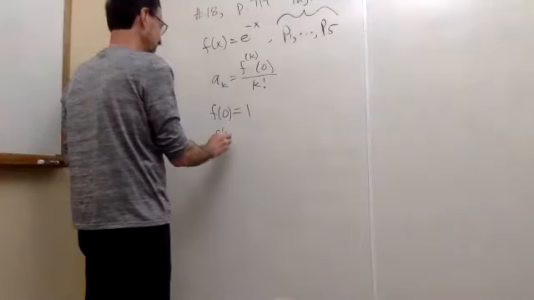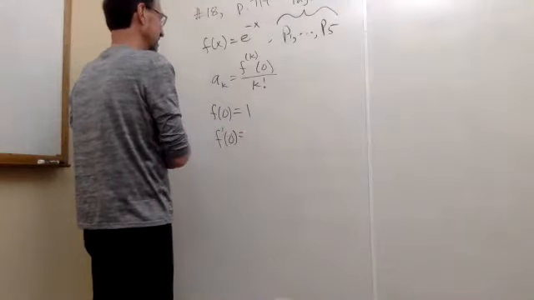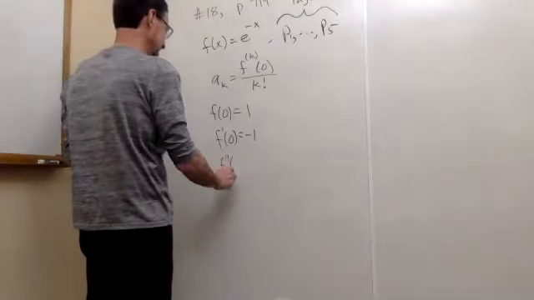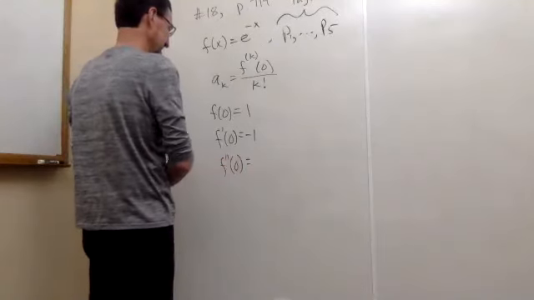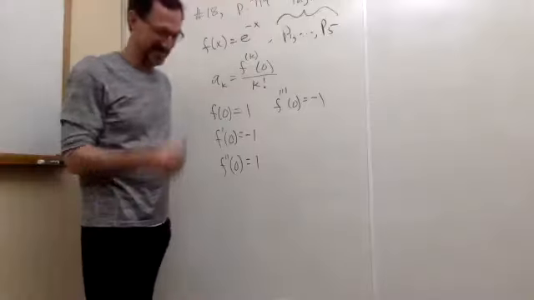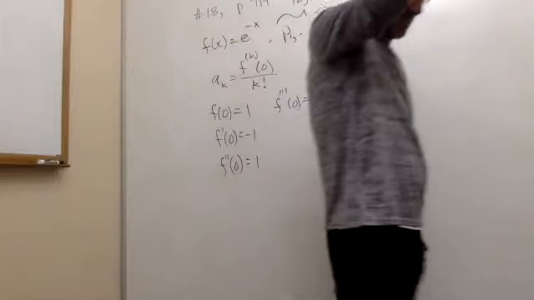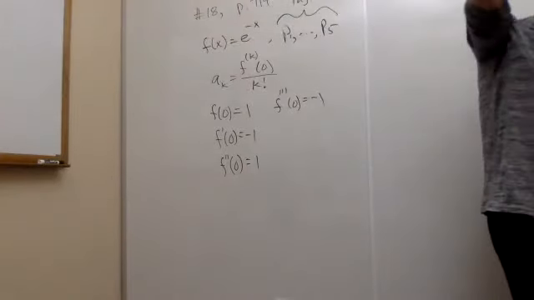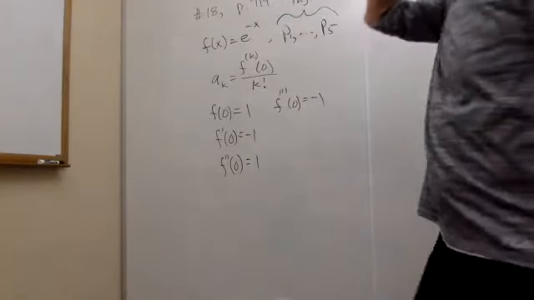f prime of 0 is -1. f double prime of 0 is 1. f triple prime, probably -1. Yeah, close. Okay, so almost immediately we get this super nice repeating pattern.